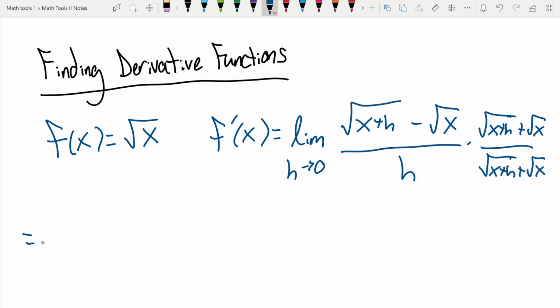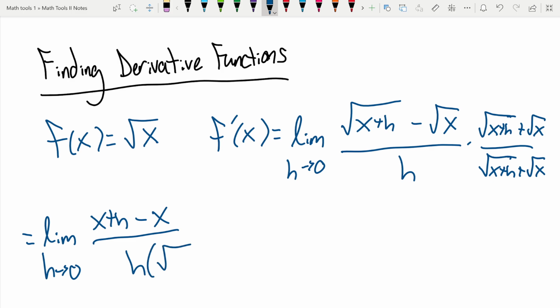Okay, so this is going to be the limit as h approaches 0 of x plus h minus x, okay, just by the difference of squares formula. So you have the square root of x plus h squared, which is x plus h, minus the square root of x squared, which is x. Okay, and then this is going to be over h times the square root of x plus h plus the square root of x. Okay, so now the x's here cancel.